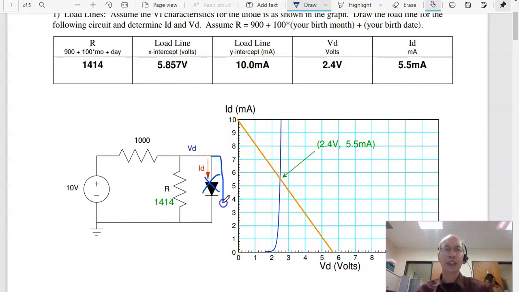So take these 2 points and short it, makes it 0 volts. I get 10 volts over 1000 ohms, 10 milliamps. 2 points determines a line. The intersection is the solution. So this will have roughly 2.4 volts, 5.5 milliamps flowing across it.